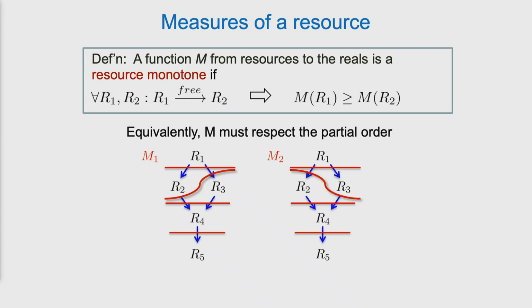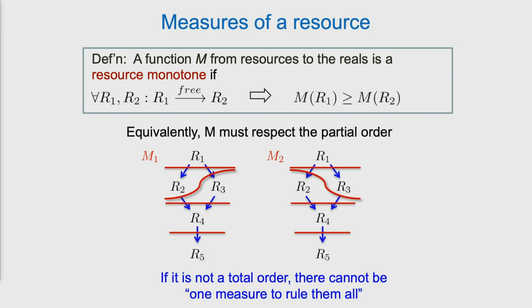And note that when you have incomparable elements, it means that there's another monotone that assigns a higher value to R3 than to R2, and that's fine as well. And this is characteristic of something that isn't totally ordered. If you're not totally ordered, then there will be more than one monotone that's order preserving, even though it's maximally fine-grained. And this is a simple example where there's two such monotones. So the lesson here is that if your resource theory is not a total order, then there cannot be one measure to rule them all.